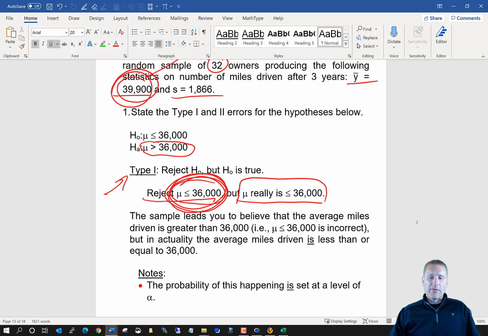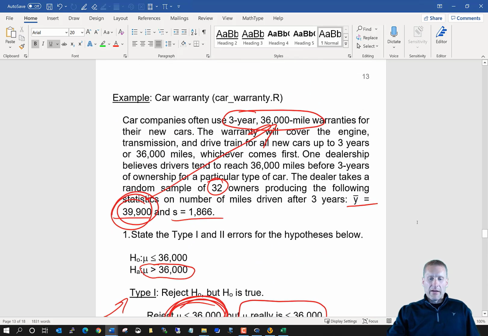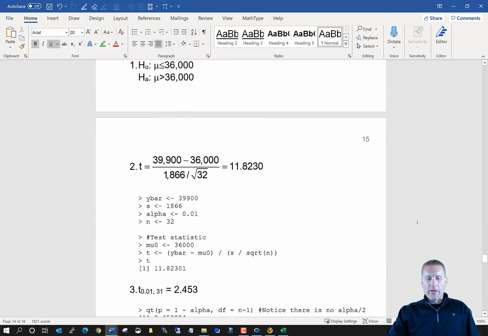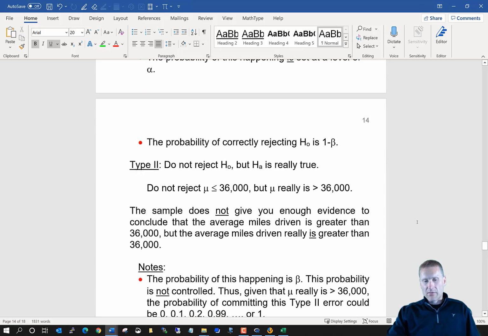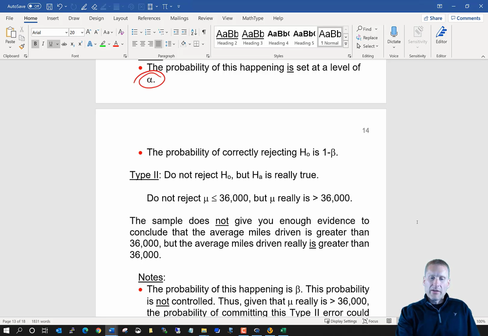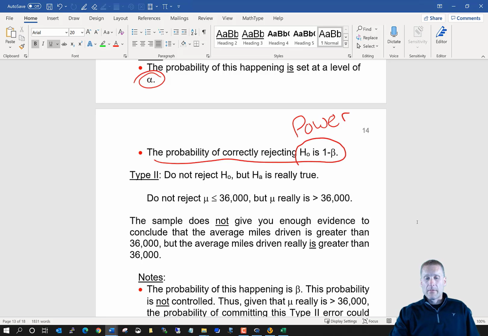We're controlling at an alpha level of, let's see, I think we end up using 0.05 for this problem. I'm sorry, 0.01 for this problem. Okay. So the probability of this happening, of getting this error, is alpha. The probability of correctly rejecting H0 is 1 minus beta. Remember what this represents. It's also called the power. More on power later in the course.